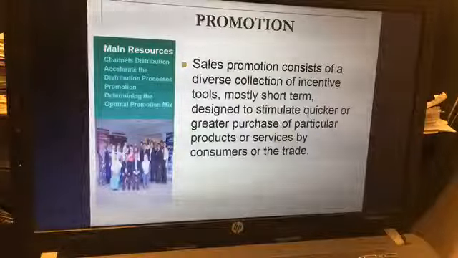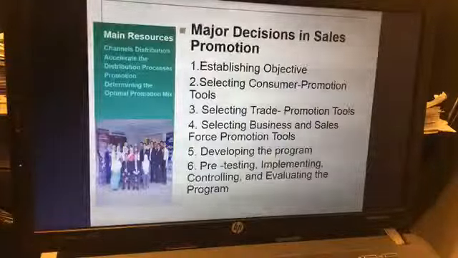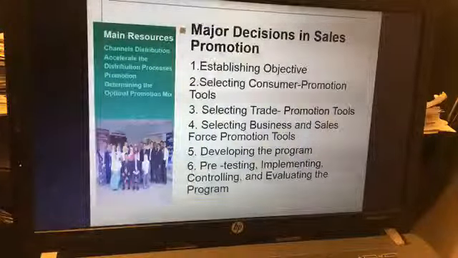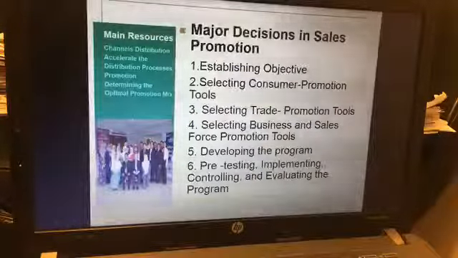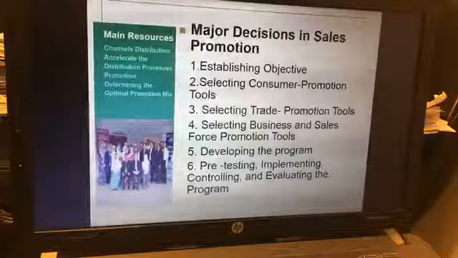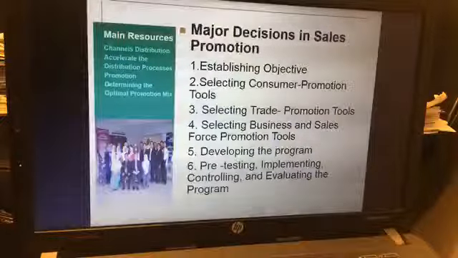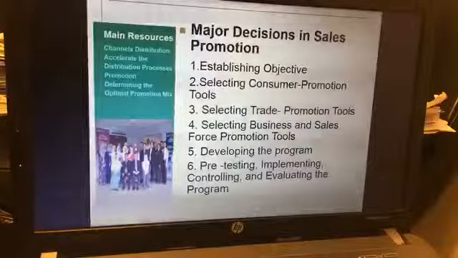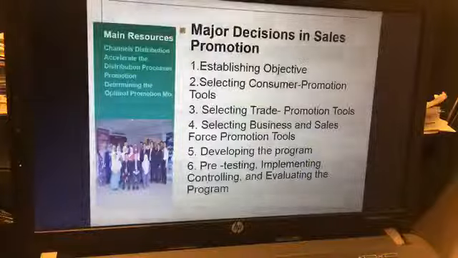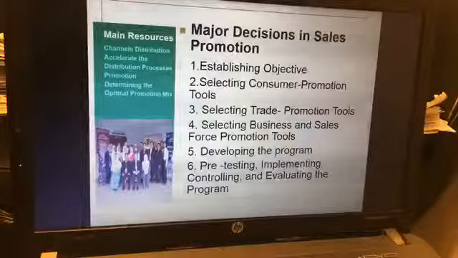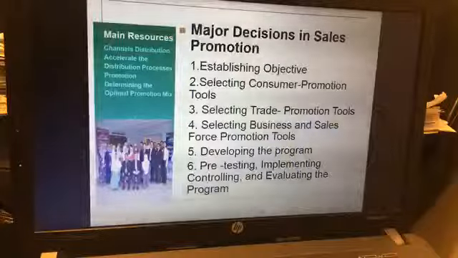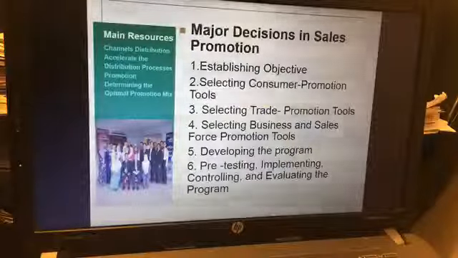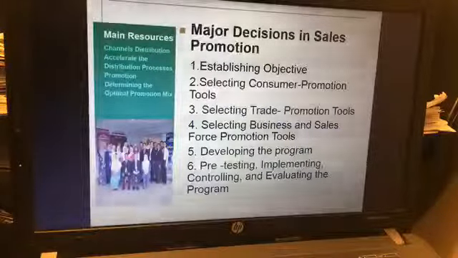For promotion, we have to have a clear promotion objective. The first one, we have to establish the objective. Then we have to select the best consumer promotion tools. Then number 3, selecting trade promotion tools, selecting business and sales force promotion tools, and developing a program, pre-testing, implementing, controlling, and also evaluating the program.